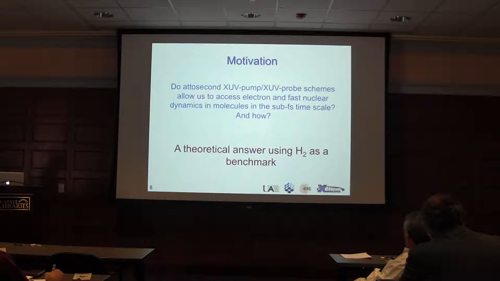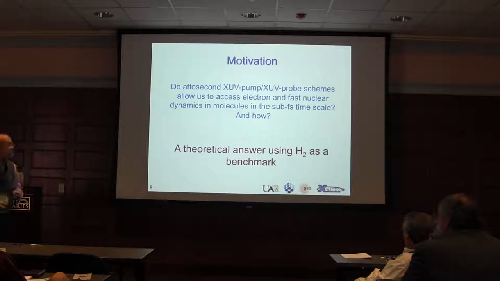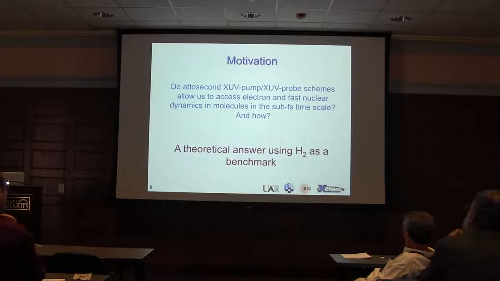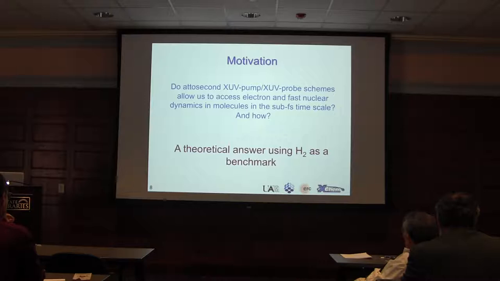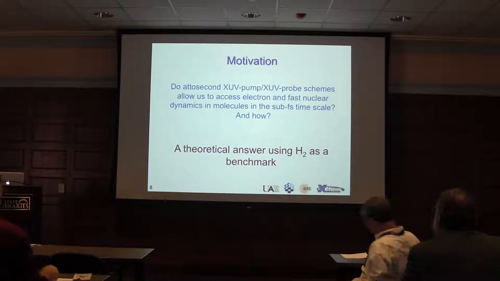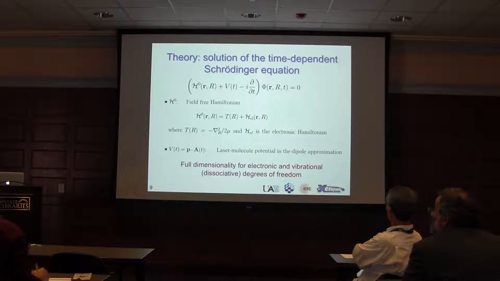So our motivation is, since the experimentalists seem to be ready or almost ready to do these pump probe experiments with the necessary time resolution, to understand or to anticipate if with this kind of approach we can access the electron and fast nuclear dynamics in molecules. And the most important question is how we can access it. Here I will provide a theoretical answer by using the hydrogen molecule as a benchmark, because for this molecule we are able to perform accurate calculations that have some predictive power. We have used this method for several years to predict and to explain some experimental results, and this is the same method that we have used here in this context.